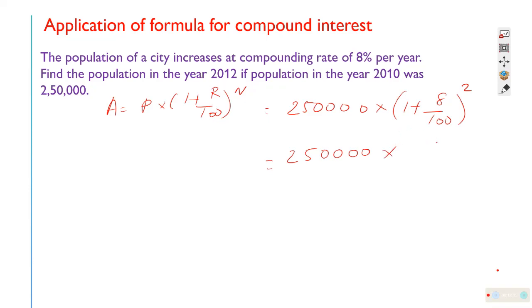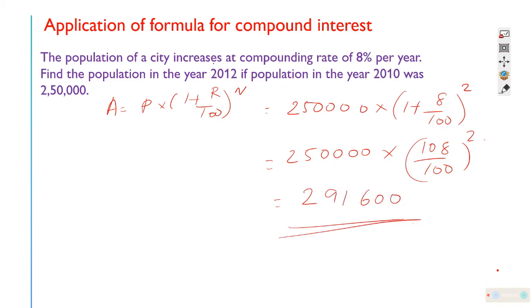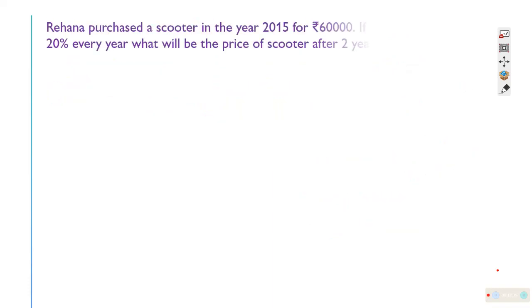What is inside the bracket will become 108 upon 100, whole to the power of 2, and you will ultimately reach the conclusion that 2,91,600 people will be there at the end of 2012, with 8% growth rate from 2,50,000. That means an interesting question can come. You should take interest, then you will feel it.